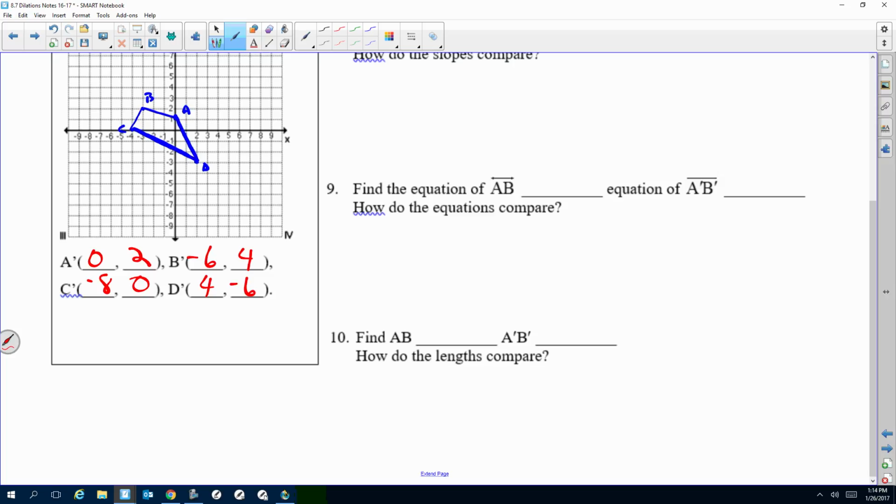Okay? I multiply the coordinates by 2. And then we're just graphing that point to show that this is basically an enlargement. Negative 8. A prime. B prime. Oops. I missed one. Negative 6 and 4. C prime and D prime.